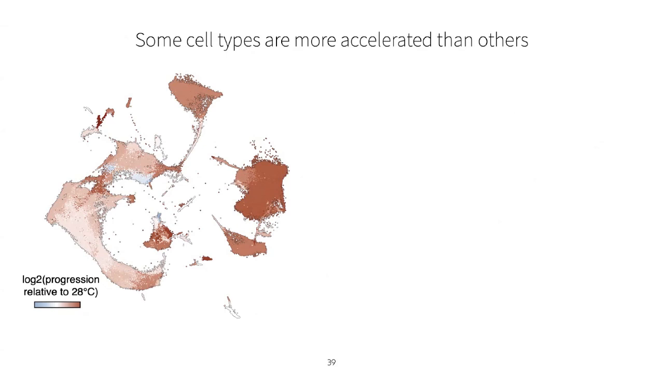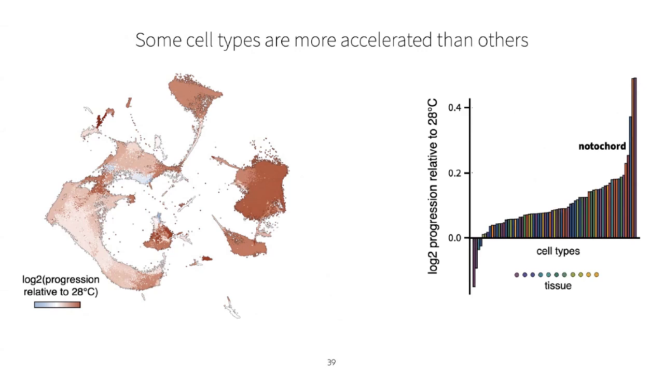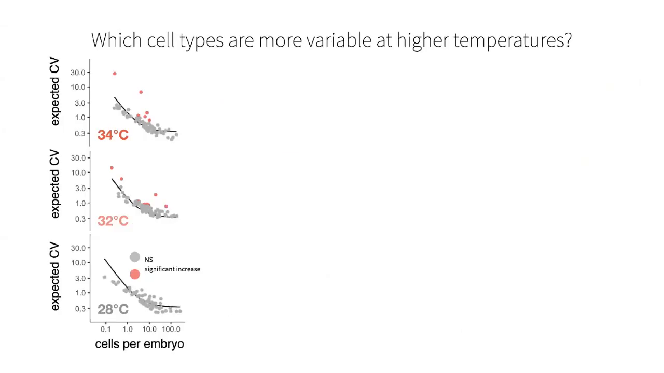So when we do that for each cell type, we can see that some cell types, like the notochord, which is an incredibly important patterning cell type, it really helps set up the anterior posterior axis of the embryo, are much farther along than other cell types, even in stage matched embryos. So not only does dialing up the temperature accelerate development, it introduces asynchrony in development, and that in turn could drive variability across individuals. So which cell types are more variable at higher temperatures?